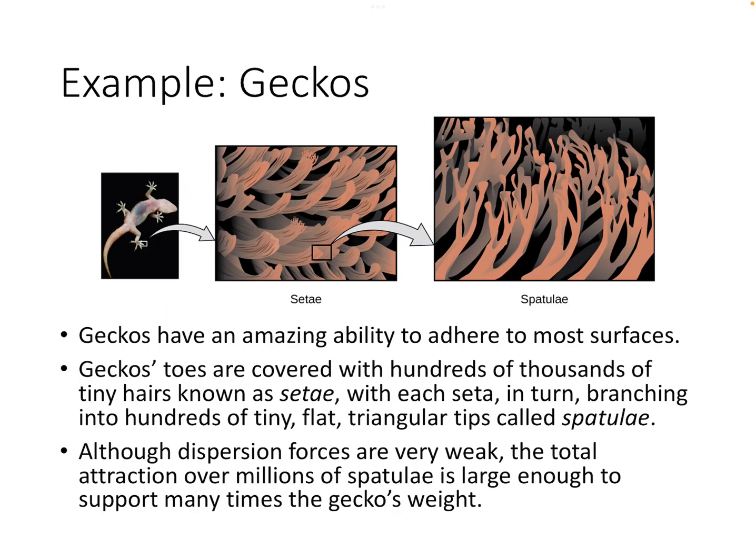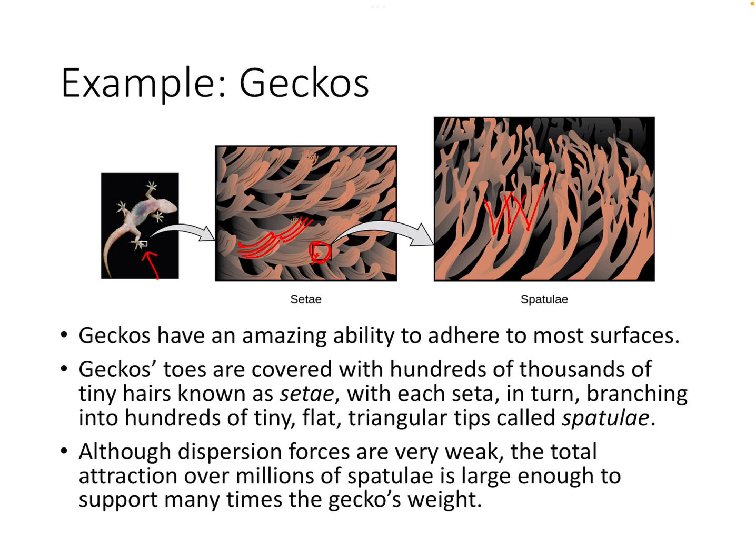Now, one example of how London dispersion forces can actually become quite a strong force is the gecko. So if we were to zoom in on a gecko's foot and we looked at one of its toes, each toe has multiple strands here, or hairs we could call them. And each of these hairs, if we zoomed in on those, has multiple branches. Now, each of these little branches can exhibit dispersion forces.